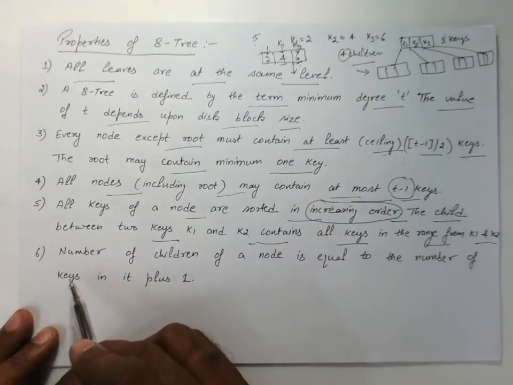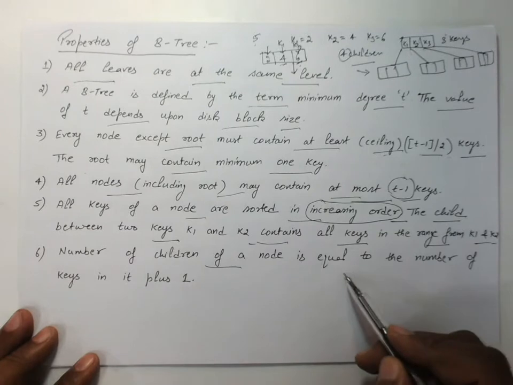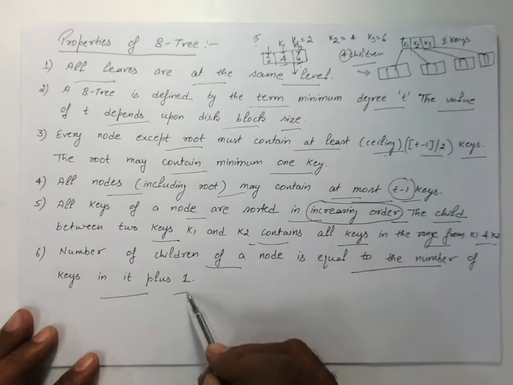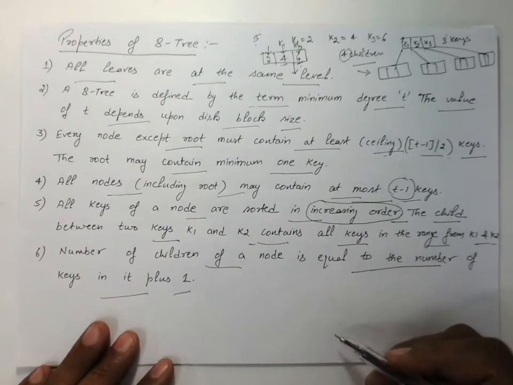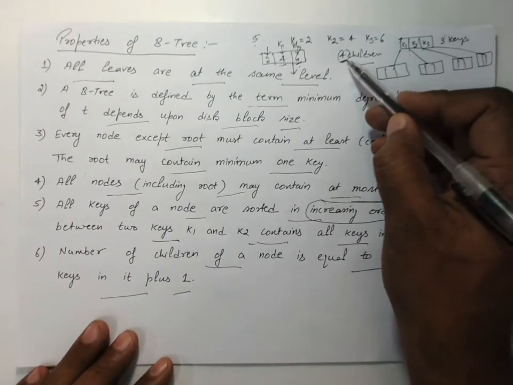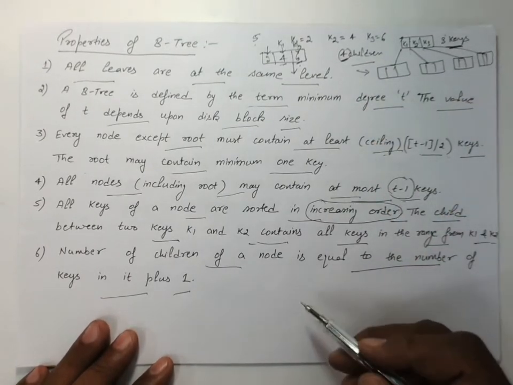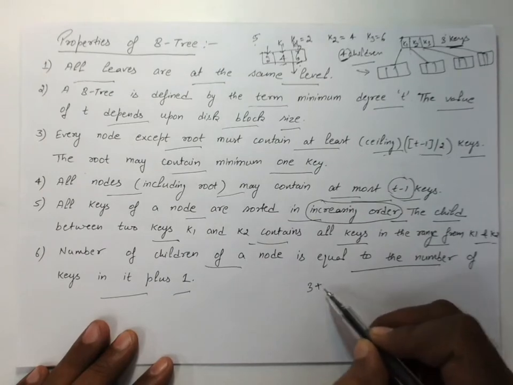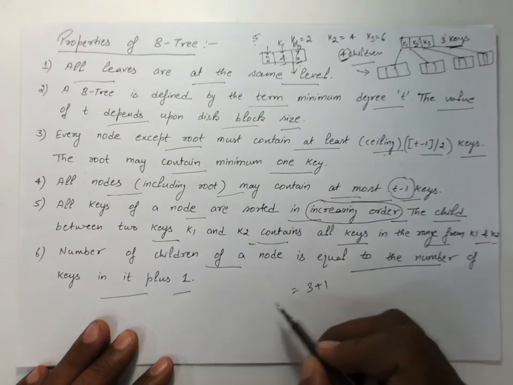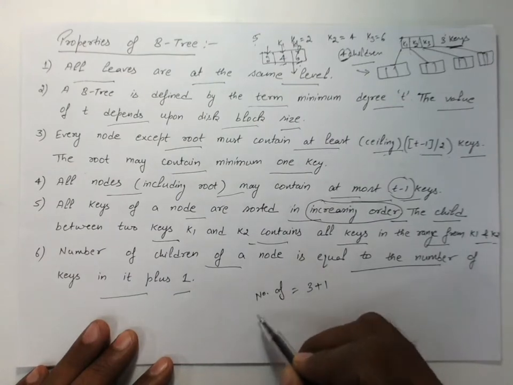And the last property: the number of children of a node is equal to the number of keys in it plus 1. Simple. Here the number of children is 4 and the number of key values is 3. So the number of children is simply the number of keys plus 1. This property says that.